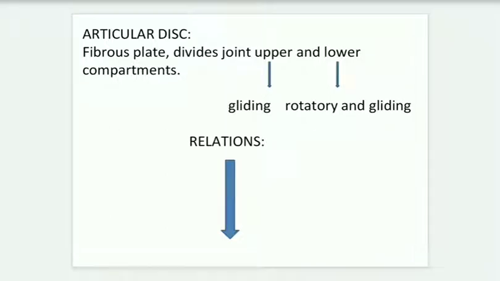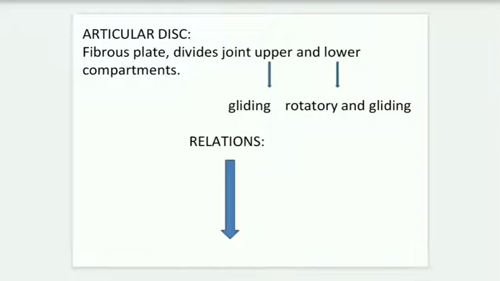Next, if we talk about the articular disc, it is oval in shape, and it has a fibrous plate. The fibrous plate divides the joint into upper and lower compartments, where the upper compartment is mainly for gliding and the lower mainly for rotatory and gliding movements. The disc prevents friction, acts as a cushion, and helps in shock absorption.